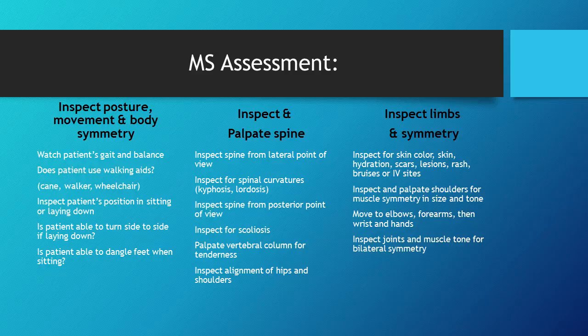Inspect the skin for color, skin hydration, scars, lesions, rash, bruises, or IV sites, anything abnormal in the skin. Inspect and palpate shoulders for muscle symmetry, size, and tone. Move to elbows, then forearms, then wrists and hands. Inspect joints and muscle tone for bilateral symmetry.